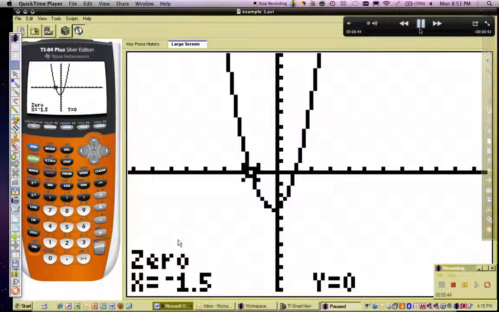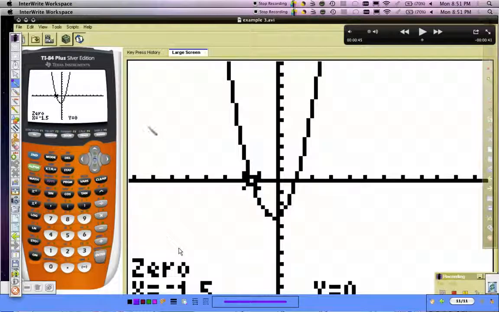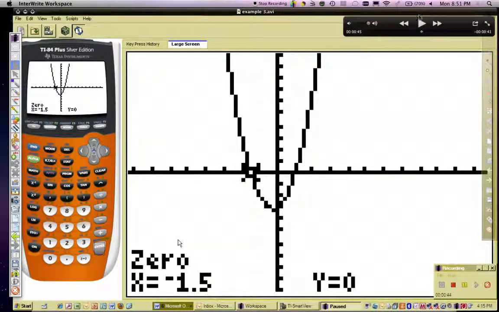Now it says right down at the bottom of your screen, on the left-hand side, that y is equal to 0, so that tells you the function is equal to 0, and it tells you the x value. So the 0 on that side is x equals negative 1.5. And that's all it takes to find the 0 using the calculator. So quadratic equations can be really, really easy to solve using your graphing calculator.